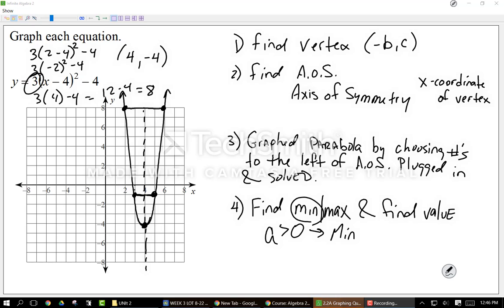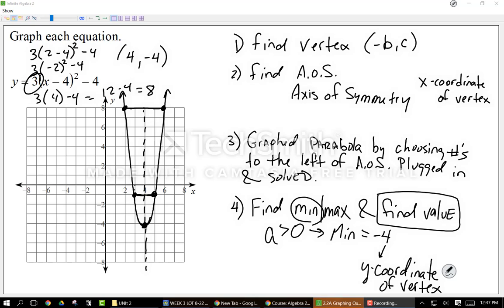If A was negative, then it would be a max because the graph would be flipped and it would point down. Now it says find the value. What value? The value is what that is in terms of the y coordinate. So the minimum in this particular instance is -4. If you notice, this is the y coordinate of the vertex. Okay, that's how we graph equations in vertex form. So that is what I need. I need those 4 steps.